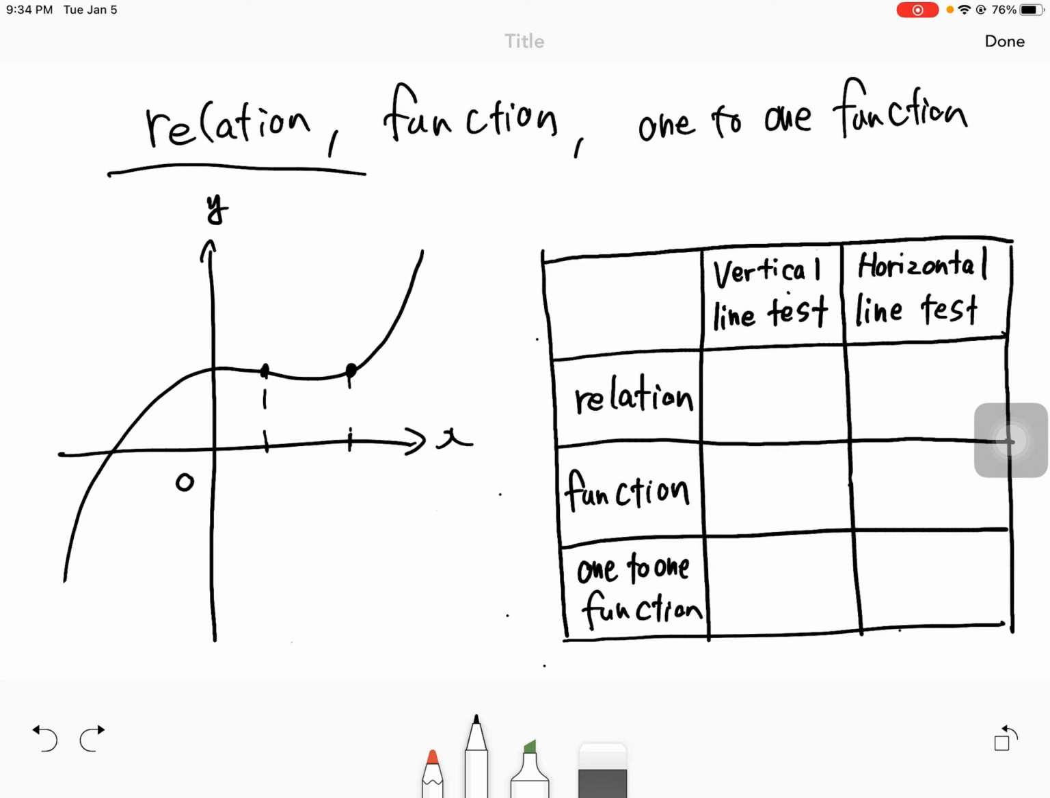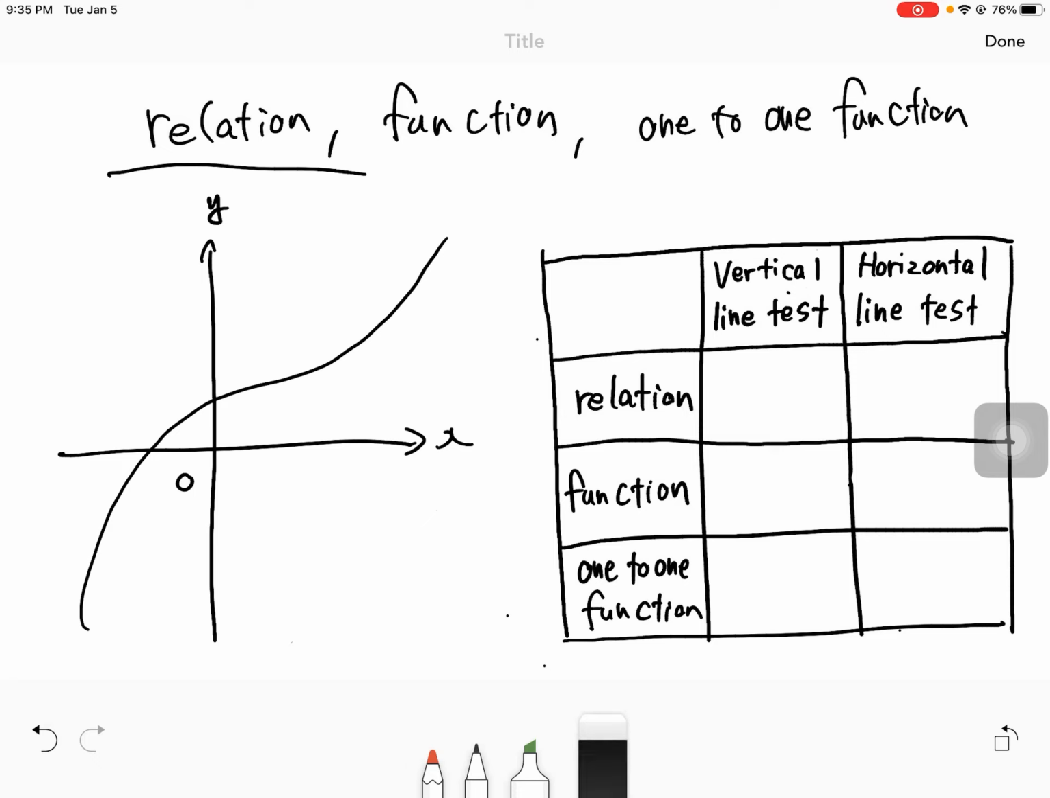Then what is a one-to-one function? A one-to-one function has to be both. So all x values have to have one y value, and also all y values have to have only one x value. So this is a function, but it's not a one-to-one function. Then what does a one-to-one function look like? It's like this.